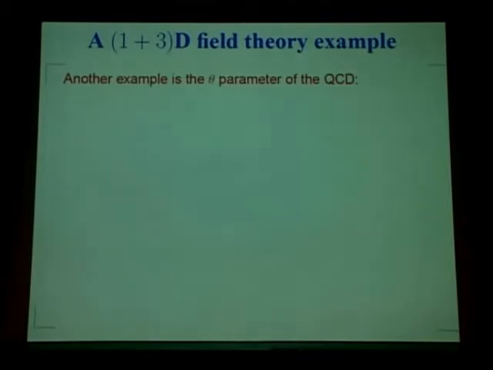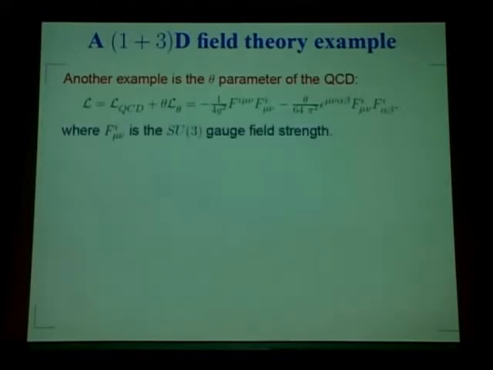This mechanical example is actually an example of a topological density term in the Lagrangian density. The QCD Lagrangian has the standard QCD term, minus 1/4g² of the field strengths squared, minus theta times the topological term of the gauge field strengths, which is indeed a topological term.